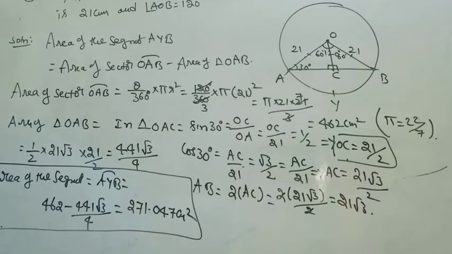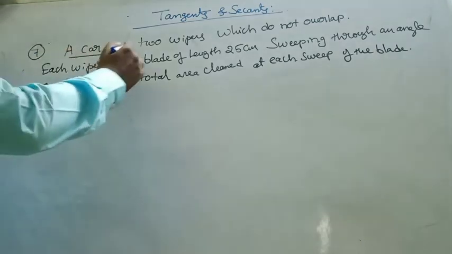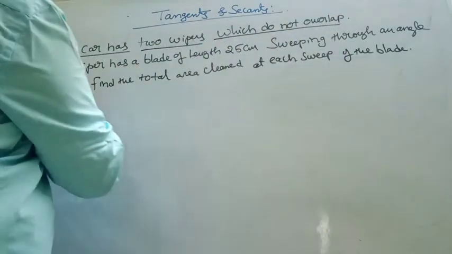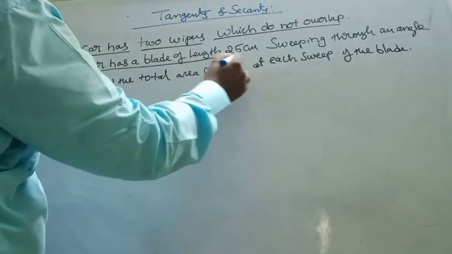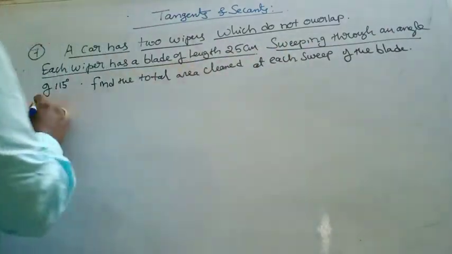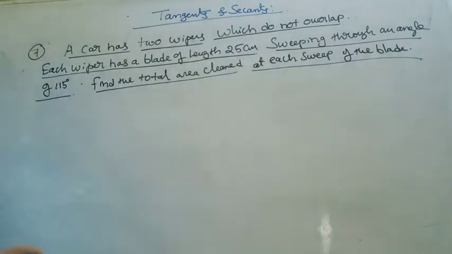You see, my dear students, this is another important and interesting problem, an application. A car has two wipers which do not overlap. Each wiper has a blade of length 25 centimeter, sweeping through an angle of 115 degrees. Find the total area cleaned at each sweep of the blade.